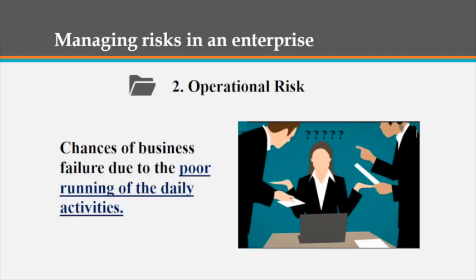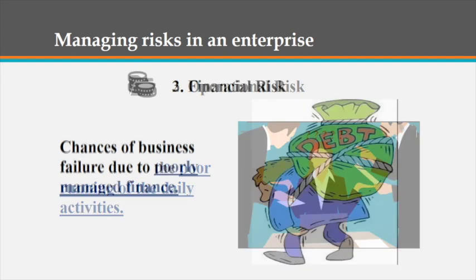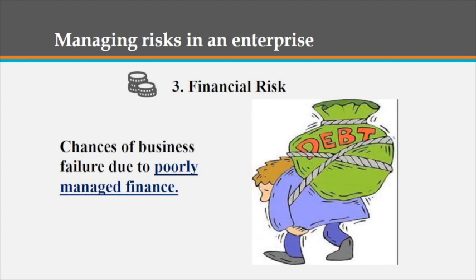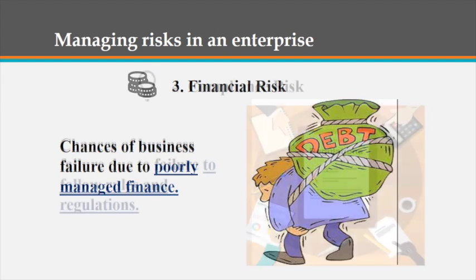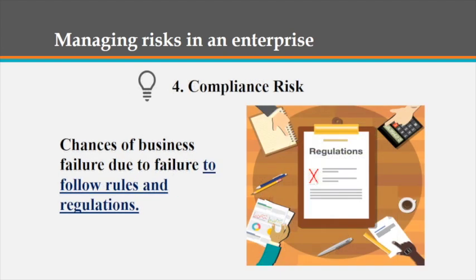What is operational risk? Chances of business failure due to the poor running of the daily activities. What is financial risk? Chances of business failure due to poorly managed finance. And finally, what is compliance risk? Chances of business failure due to failure to follow rules and regulations.